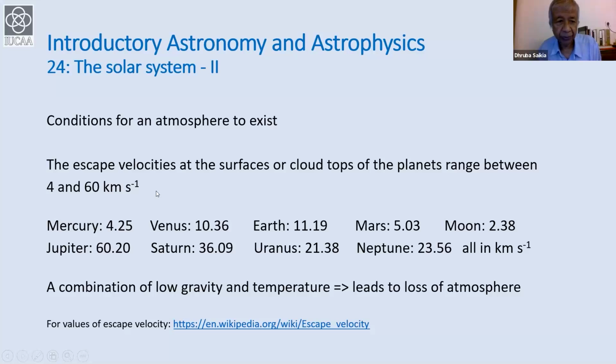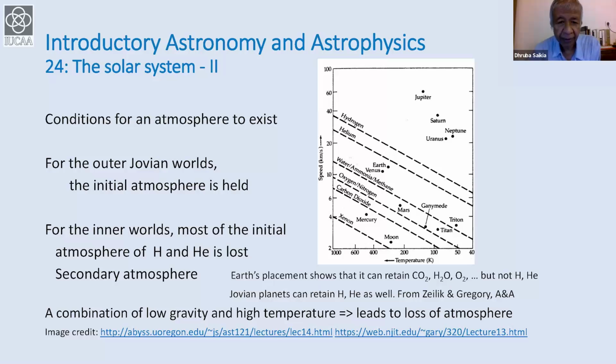Escape velocity, just to remind you, this is something you'll be quite familiar with. You can see for Mercury is 4, Venus about 10, Earth is 11, Mars is 5, Moon is 2. Jupiter, Saturn, Uranus, Neptune, they're all much larger. So a combination of low gravity and temperature is what leads to the loss of an atmosphere. So the outer Jovian worlds, they hold on.